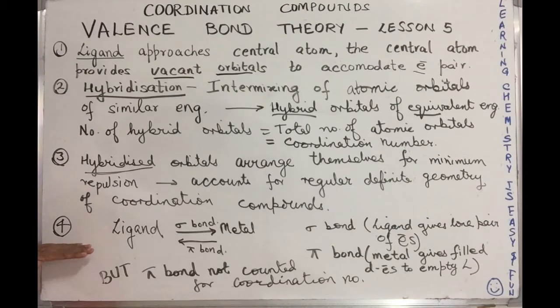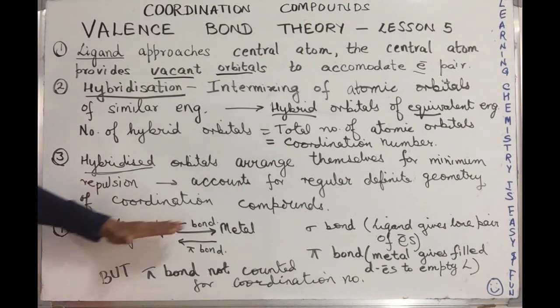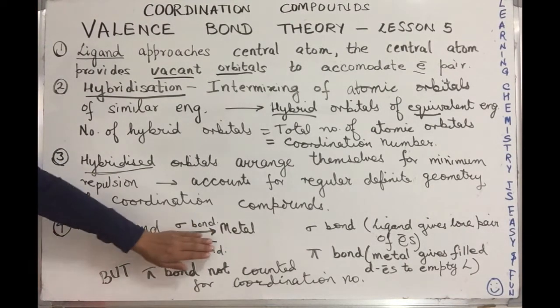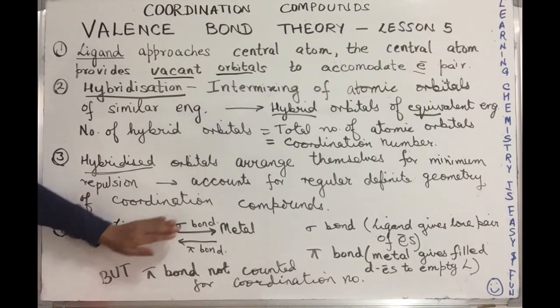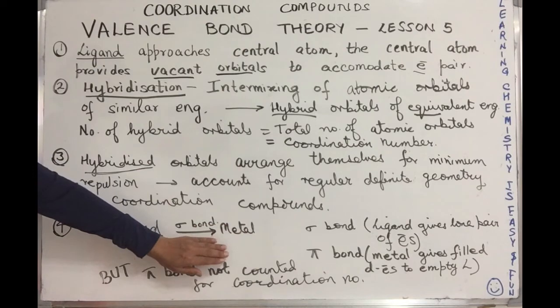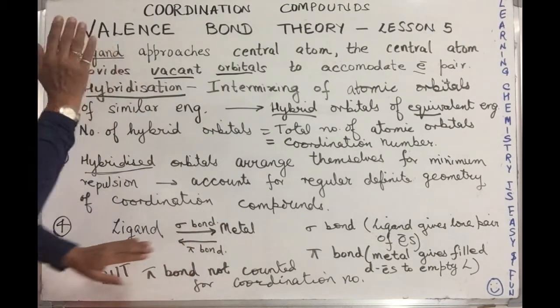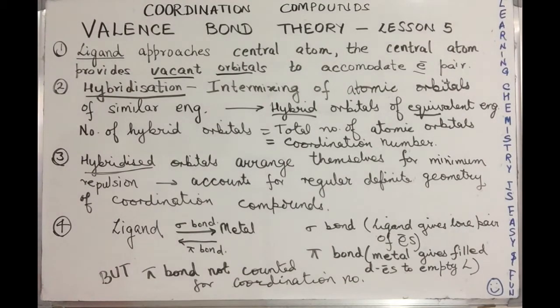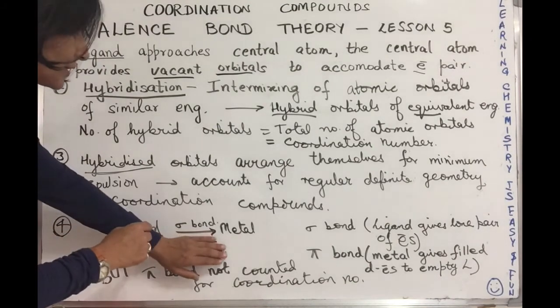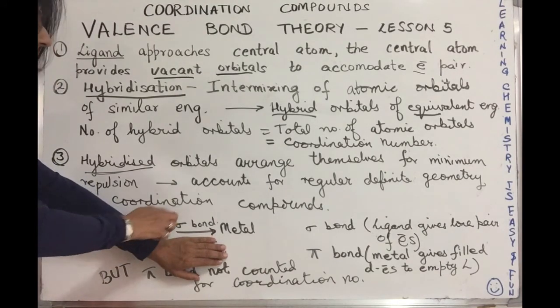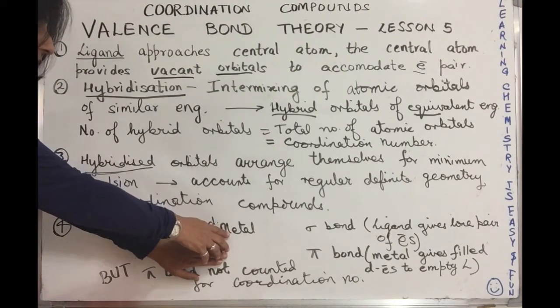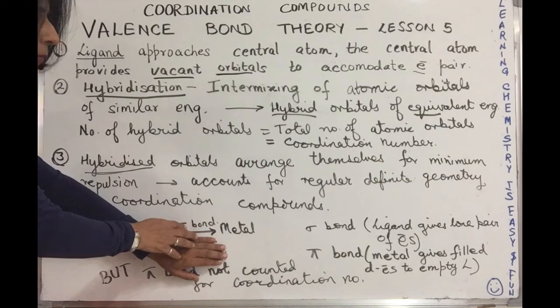Coming to the fourth point, ligand and metal. Now, if you see, I put 2 arrows. Forget about the down arrow. The ligand gives an electron pair to the metal by coordinate bond, and this is what we call the sigma bond according to VBT. That's the short form I'm going to use for valence bond theory. So, according to valence bond theory, the ligand gives a pair of electrons to the metal by sigma bond formation.